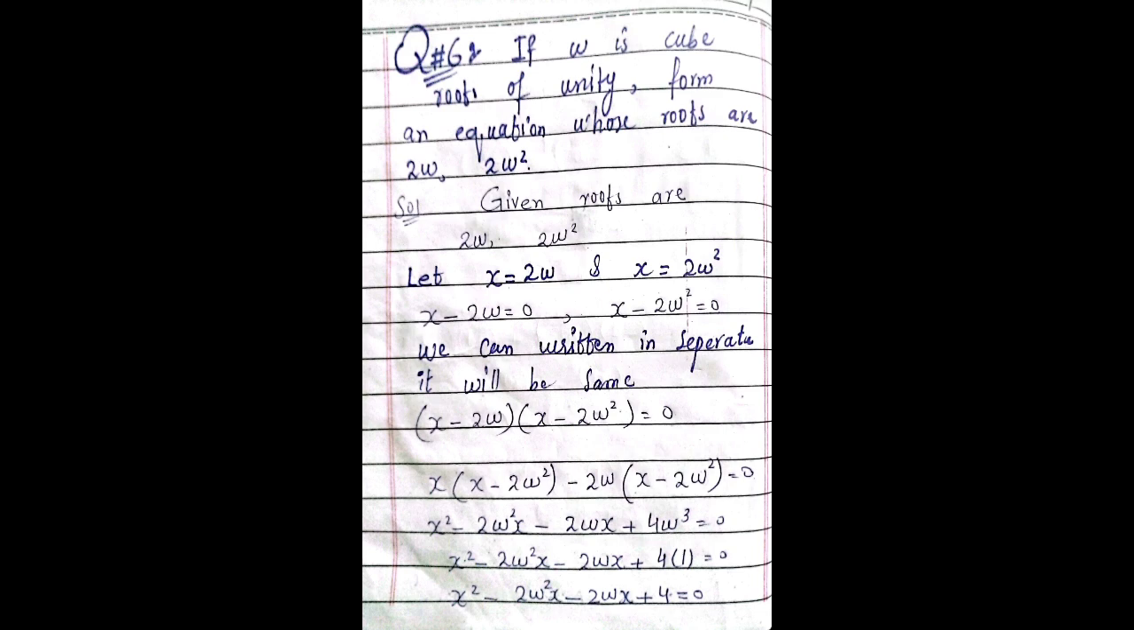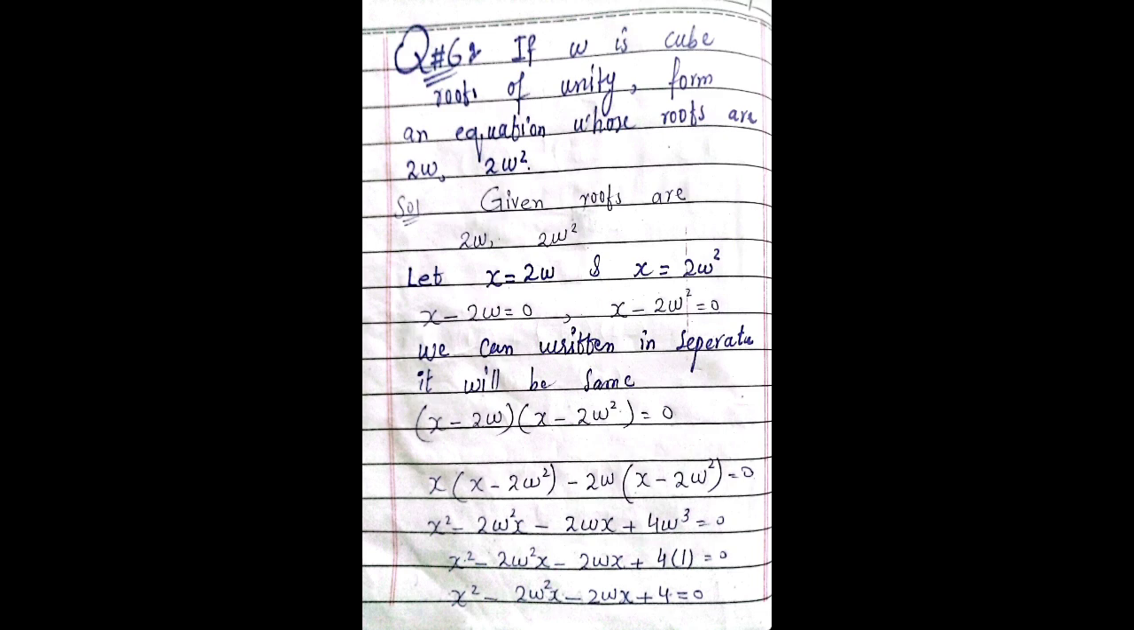Let's take a look at the question. Given question: if omega is a cube root of unity, form an equation whose roots are 2 omega and 2 omega square. Step 1, understanding the cube roots of unity.